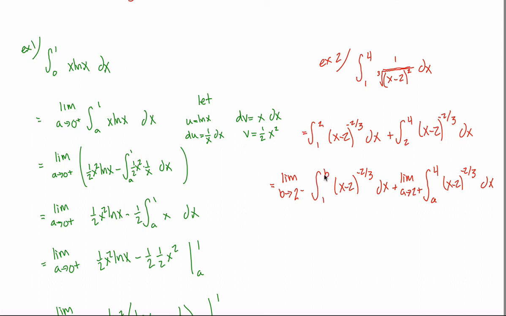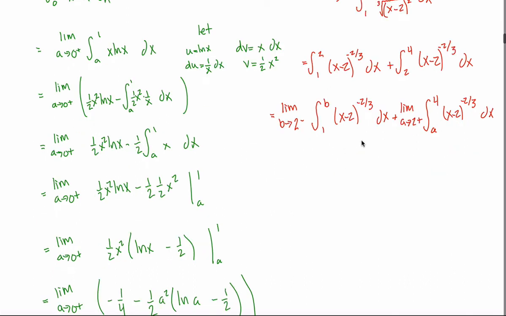So 1 to a little bit less than 2, if you want to think about it that way, won't include 2. And then here I want A to approach 2 from the positive side, so a little bit more than 2 up to 4. But by making these limits, B approaching 2 from the negative side and A approaching 2 from the positive side, I end up getting all of the area from 1 up to 4. So now you have, more or less, the same problem to do twice.